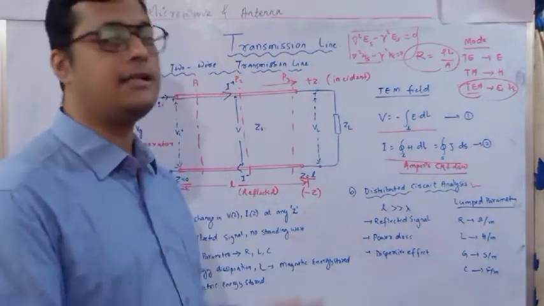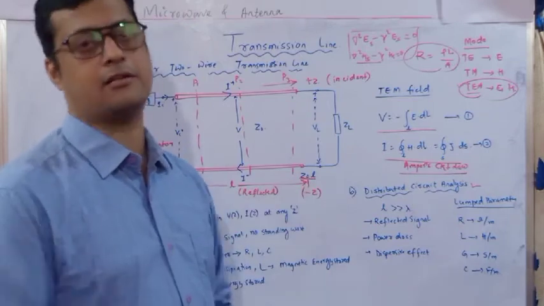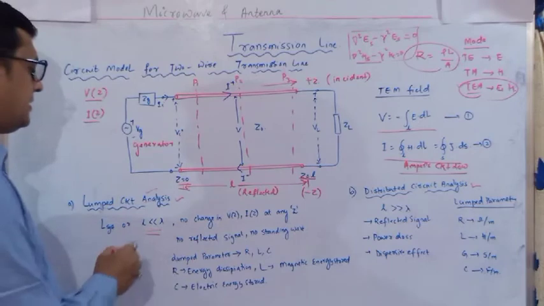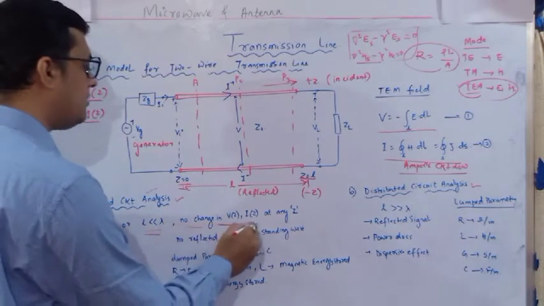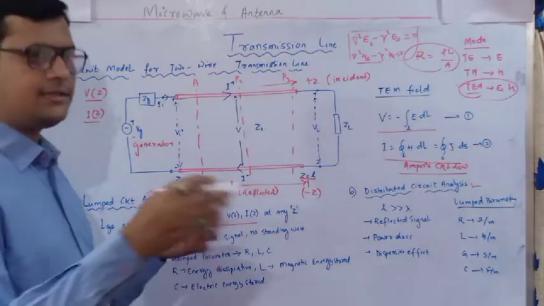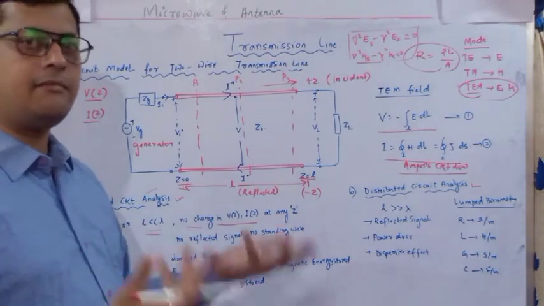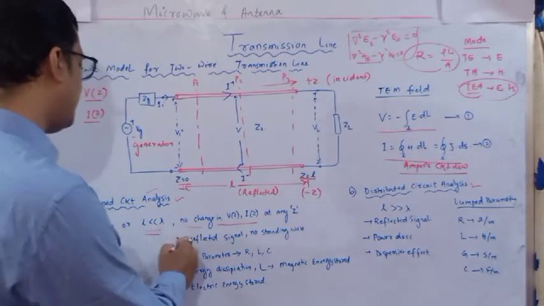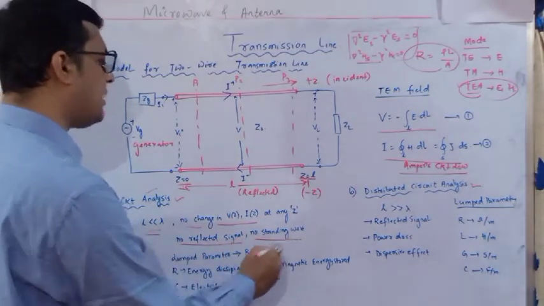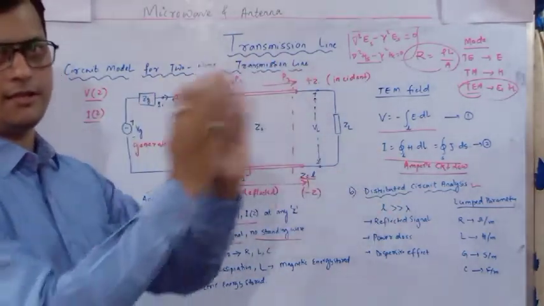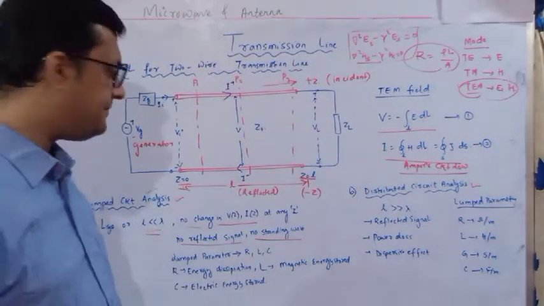So that means it is basically used for power transmission. Okay, so it is understood. If this condition holds, there will be no change of potential and current for any point of Z, because the distance is less. At any point, you are going to measure the same potential and current. Next, there is no reflected signal and no standing wave. There is only power distribution, in one direction.